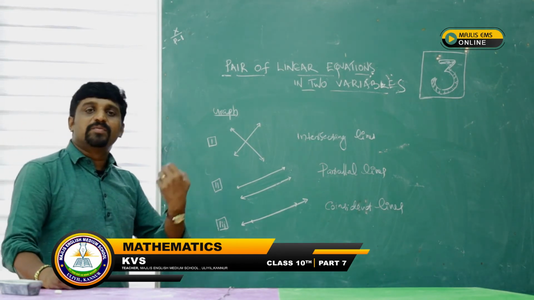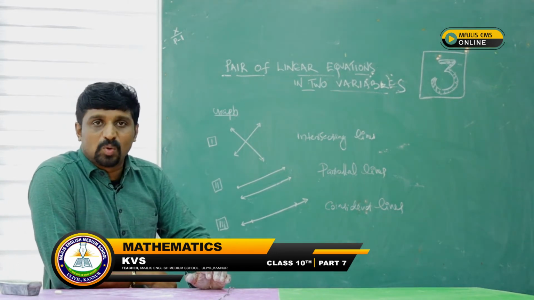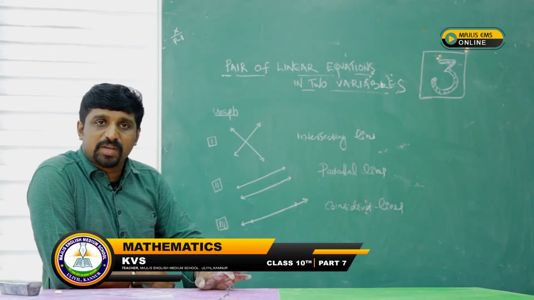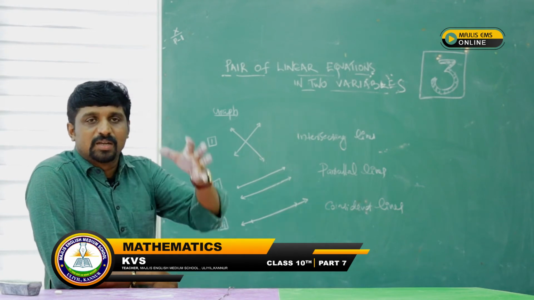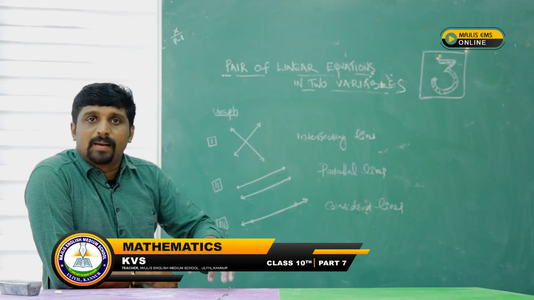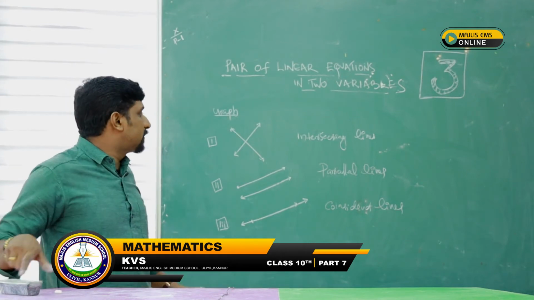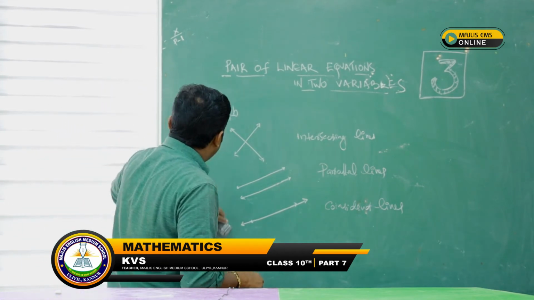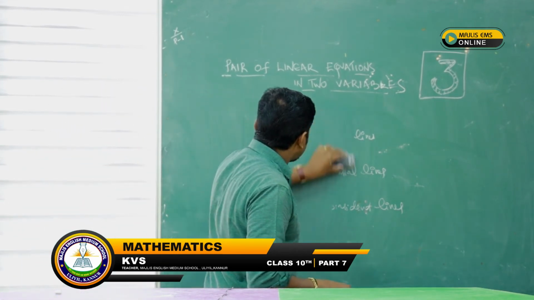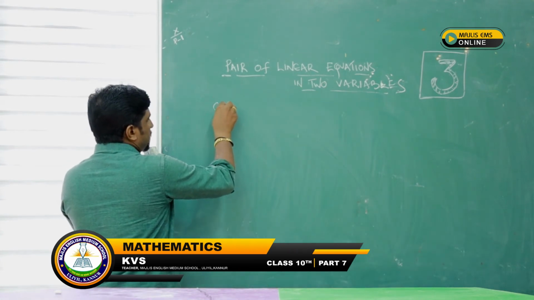Without drawing the graph, we can predict which type of graph we will get. By using the coefficients, we can find out whether it will be intersecting, parallel or coincident. Okay, that I will explain. Comparing the coefficients, we can find this out like this.